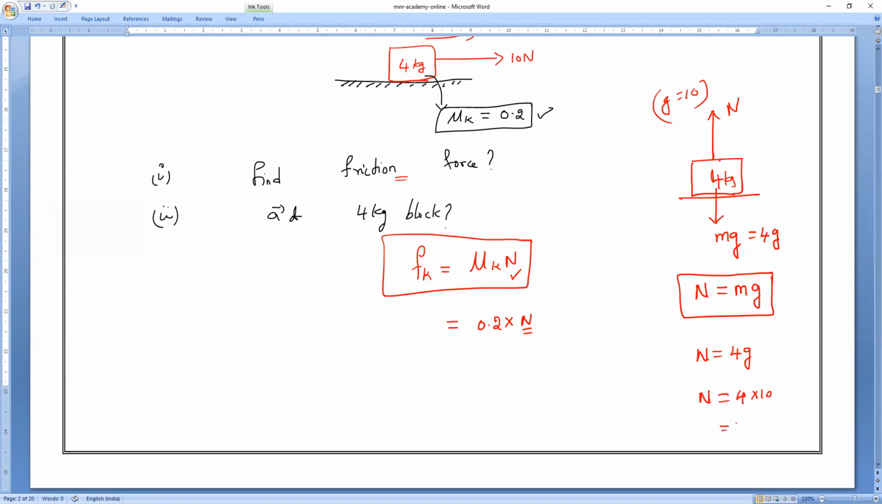4 into 10, which is equals to how much? 40 Newton. That's all. So frictional force is equals to 0.2 into 40, which is equals to how much, guys? 8 Newtons. That is the frictional force. How much is kinetic friction? Kinetic friction is 8 Newtons.